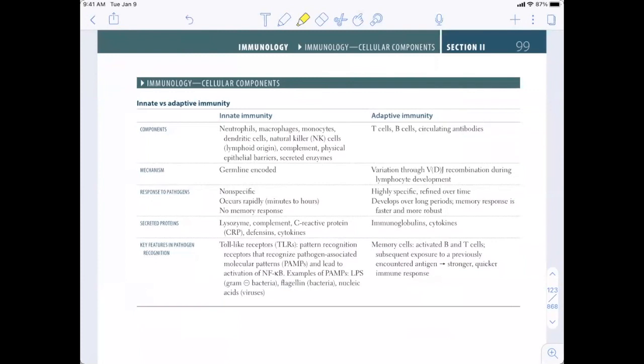Let's talk about the keywords here, all right? It is non-specific and it's rapid because you just got exposed. It doesn't matter if you've seen it or not before. Can the body do anything to just try to fight this right now? Minutes to hours, immediate, all right? That's your innate immunity right there.